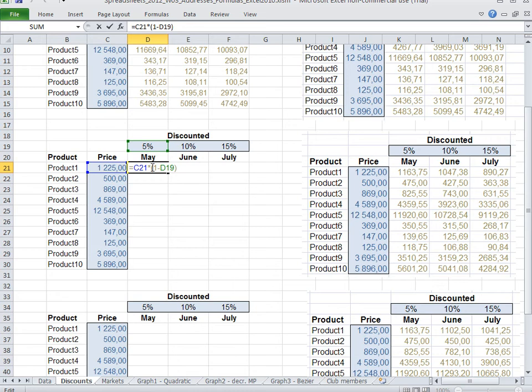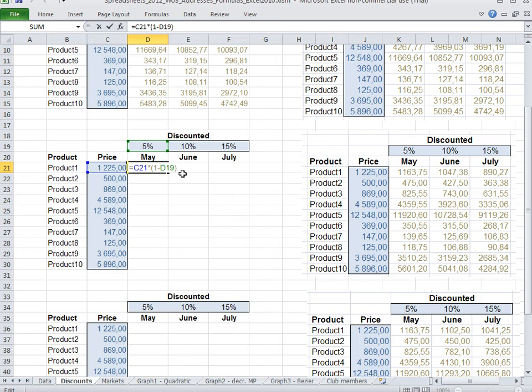The next thing we want to consider is when we copy the formula left and right, or rather to the right direction, then the blue cell will also have to move, because in June we want to discount May's price, in July the June's price. So it will always take one from the left and discount that one.